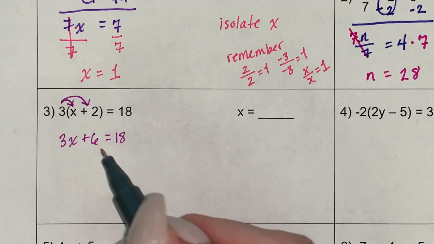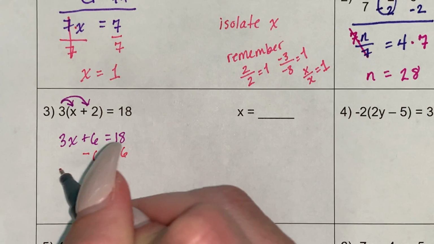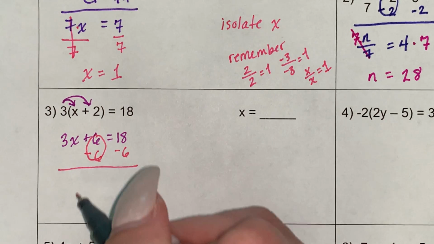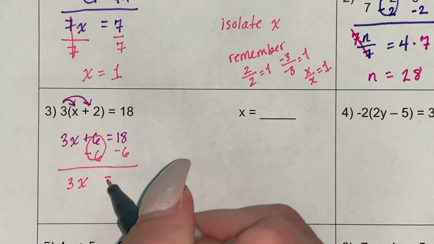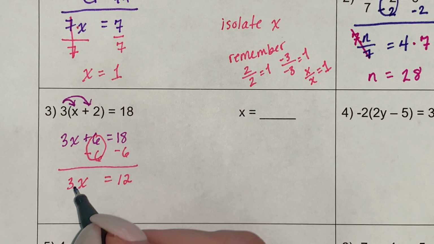Then I need to move my constants to the right. So I'm going to subtract 6 from both sides. That zeroes this one out. And I get 3x equals 12. And then I want this x to just have a 1 in front of it instead of a 3.